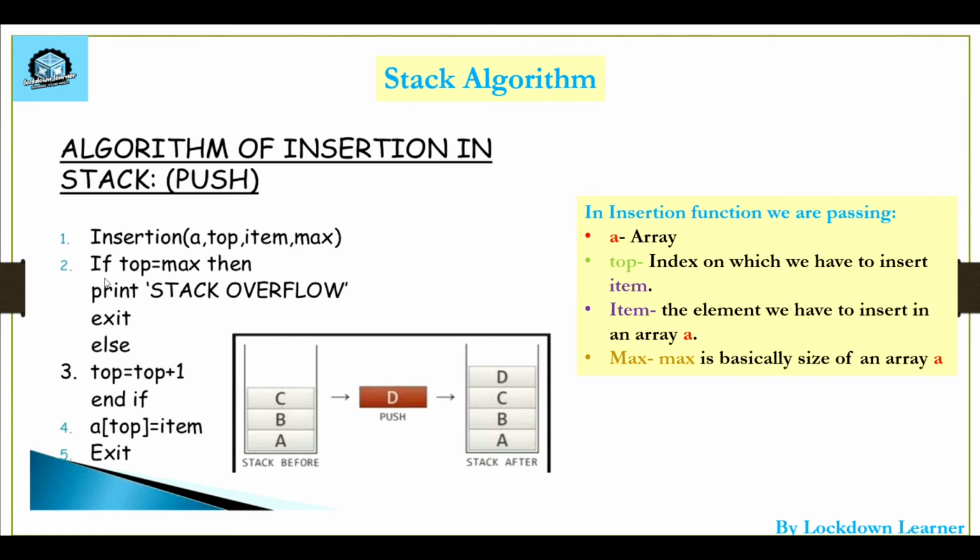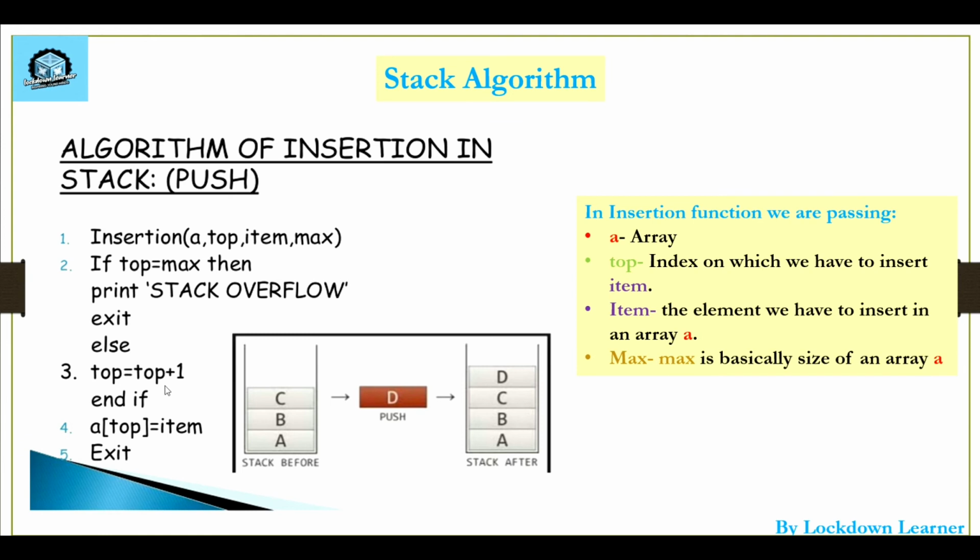Okay, so what we are checking is, if top is equal to max, then print stack overflow. Obviously, suppose the array is defined of size 5 and we are using the 6th, we are going out of memory, so it is stack overflow and it will exit the program and not enter that element. If it is not overflowing, it will go to the else part, in which it will increase top equals top plus 1.